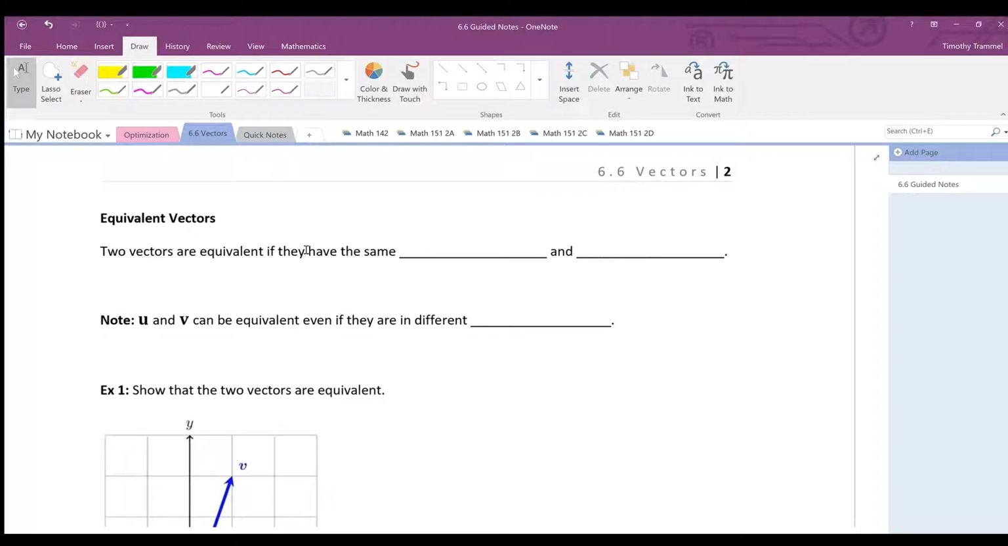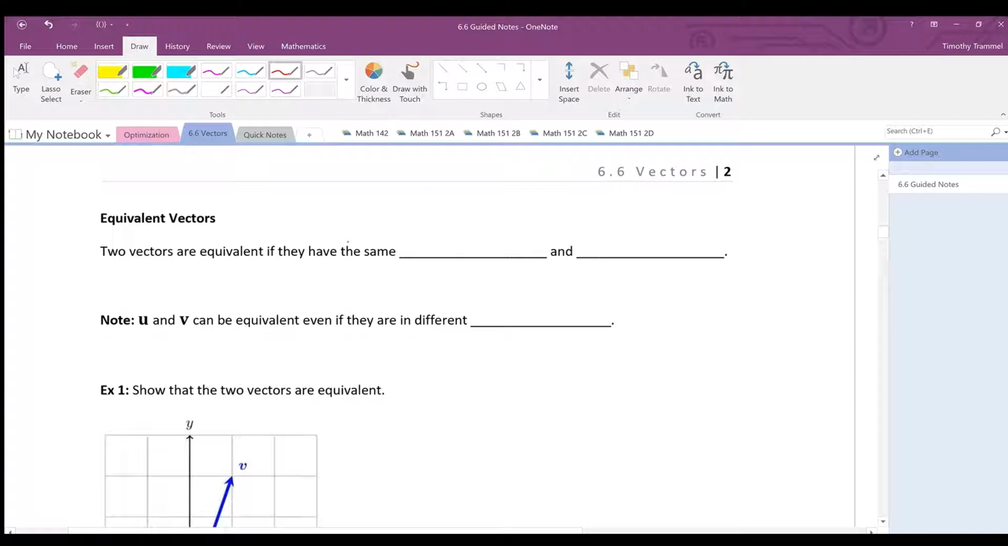Our next topic here is equivalent vectors. So we want to know what makes two vectors equal. And it's going to be a little bit different than you might have thought. You might think, well, two equivalent vectors are vectors that maybe lie in the same location and look the same, right? Which is a pretty reasonable guess, but it's actually a little bit different.